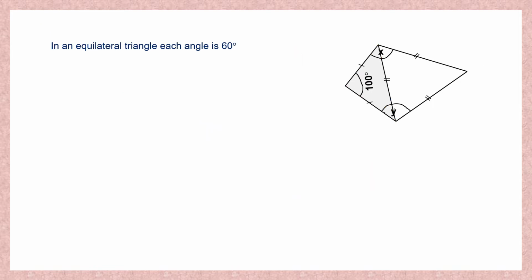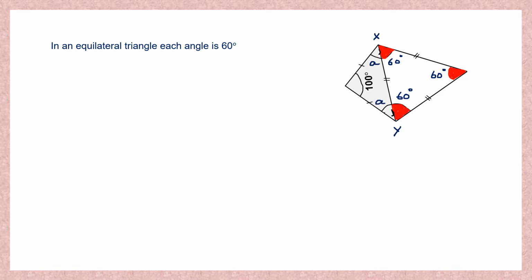Now, an equilateral triangle is the one which has all three sides equal. So this is the equilateral triangle. Since all sides are equal, all angles also are equal, each angle is 60 degrees. These are the three angles of an equilateral triangle and they're all 60 degrees each. Now this is X here and this is Y. We've already found out A here.